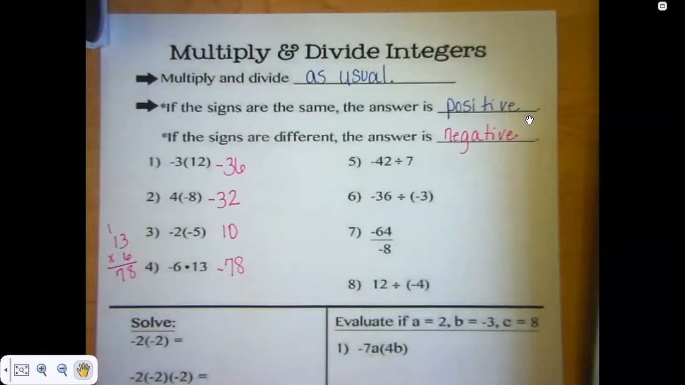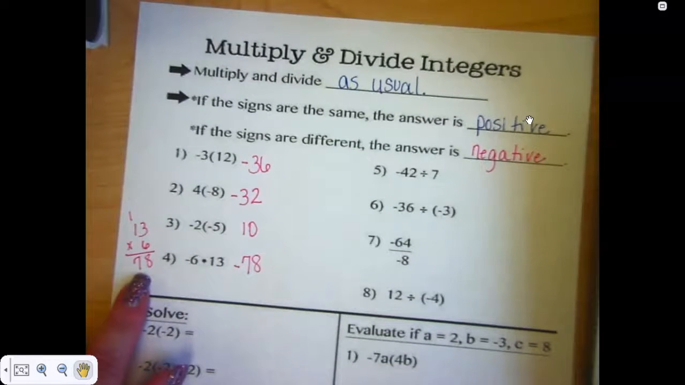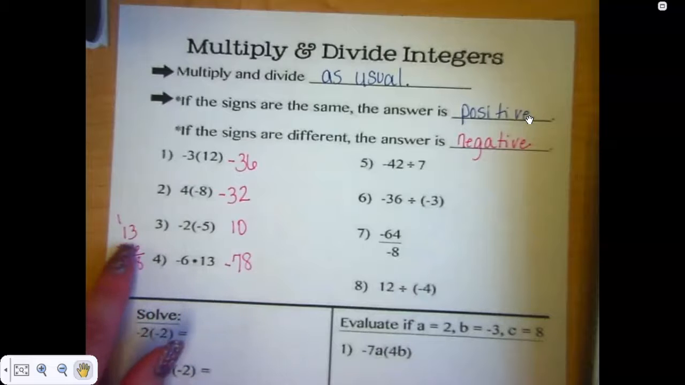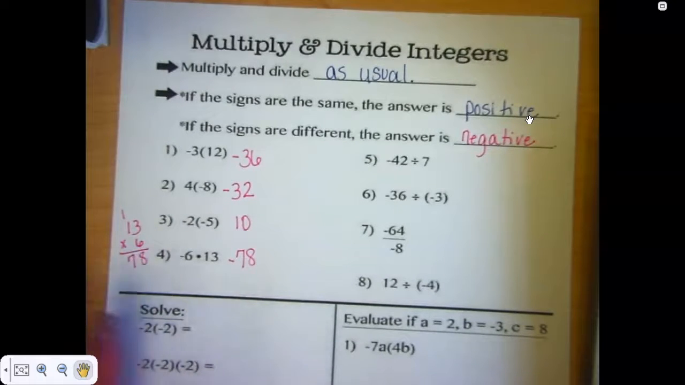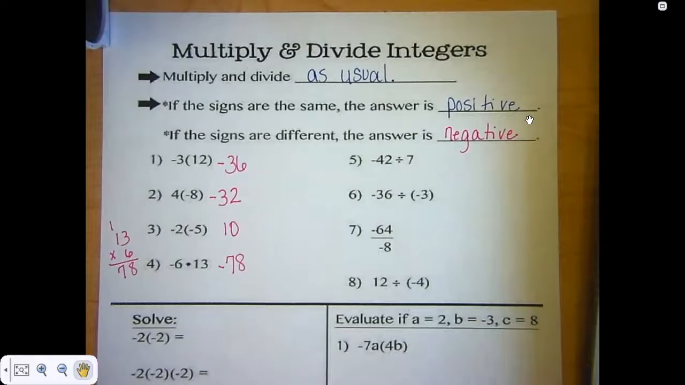So sometimes you may have to do the standard multiplication algorithm, and that's okay. Show your work. That just means that you need to line it up and multiply like that. Everybody okay with that? Okay, let's go over to the division.